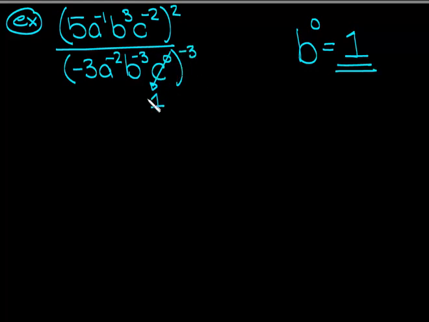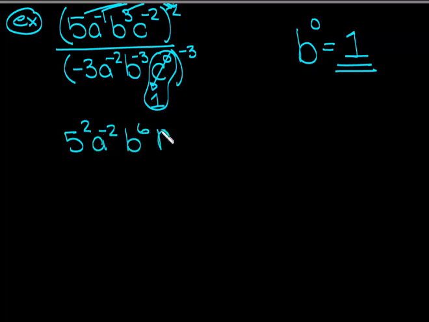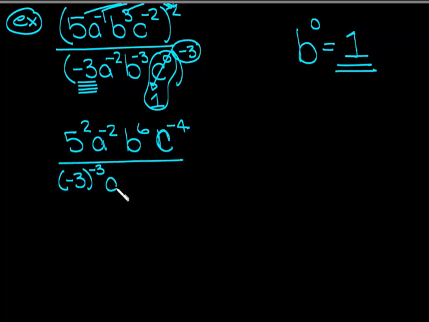So we took care of this part right away. Always do that if you can. Just take care of certain things right away so you don't have to worry about that. Now let's take care of the outside exponent. So let's apply that. So you get 5 squared a to the negative 2 b to the 6 c to the negative 4 divided by, again out here there's a negative number, you can see that. So when you apply the exponent, you have to apply that to the whole negative number, so we need parentheses, negative 3 to the negative 3, a to the 6, b to the 9, and then c is gone.